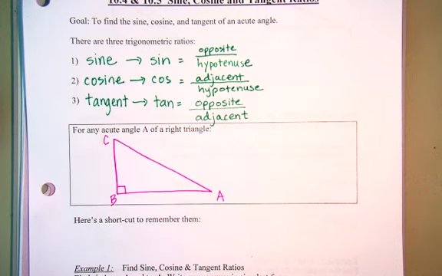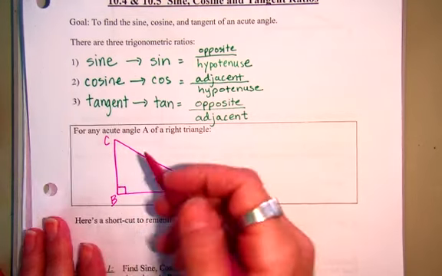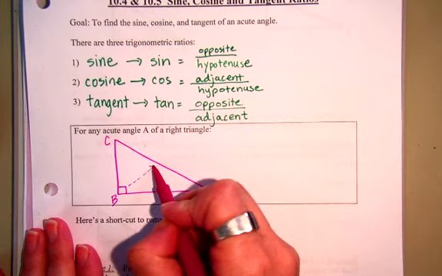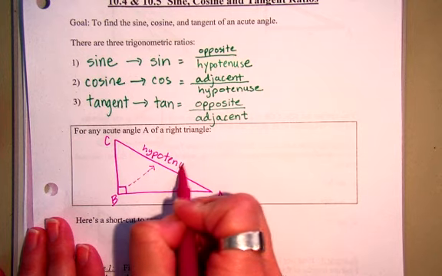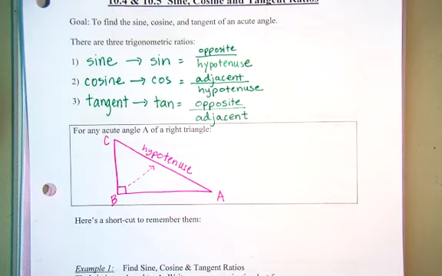So what is this opposite and adjacent that I'm talking about? That's the big question, right? Well, we obviously know that the side across from the right angle is my hypotenuse. That's not new for us, right? We all know that one. So go ahead and label that one as the hypotenuse.